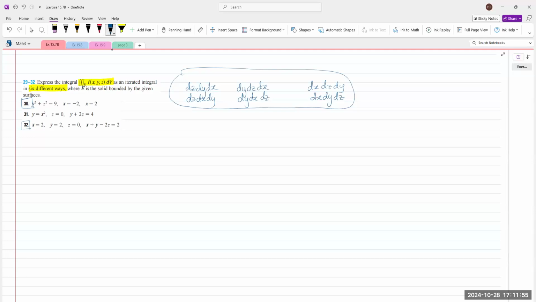Okay, let's start with number 30. Do not attack the integrals right away. Try to sketch it first. Okay, so we have y squared plus z squared equals 9. That is the circle on the yz plane, right? Okay, and then for x equals -2 to x equals 2. So let's copy paste that circle to the front and to the back.